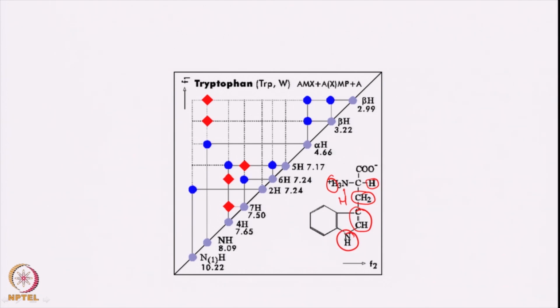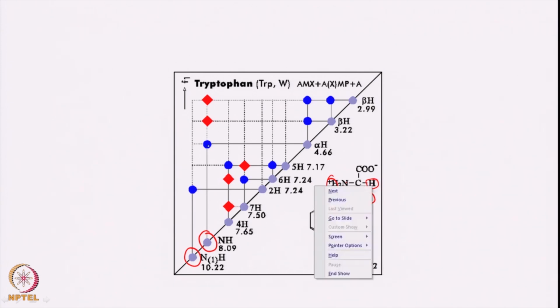Now, we have 2 NH, one from the backbone, one from the side chain. Now, backbone NH generally comes around 8. So, this is the backbone NH, and the side chain NH comes around 10 or higher than that. So, if you look at the TOCSY correlation spectrum, from NH you can get the CH alpha, that is this one around 4.66, and then you have beta. So, 2 beta we have, one comes at 3.22 and one comes at 2.99, that is 3 ppm. So, that is what TOCSY we are getting.